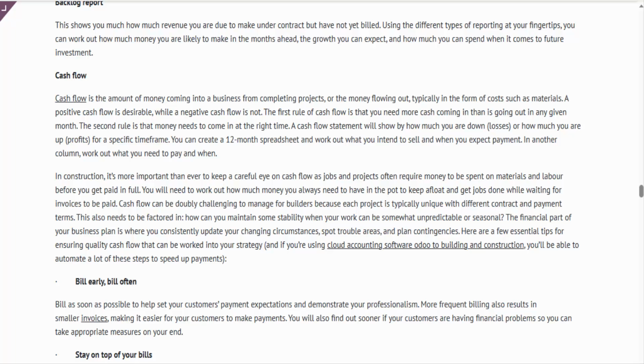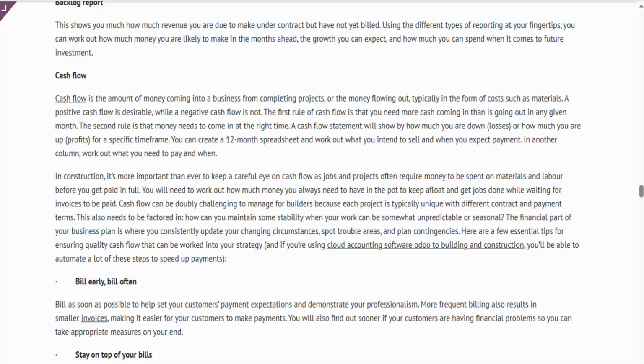In construction, it's more important than ever to keep a careful eye on cash flow as jobs and projects often require money to be spent on materials and labor before you get paid in full. You will need to work out how much money you always need to have in the pot to keep afloat and get jobs done while waiting for invoices to be paid. Cash flow can be doubly challenging to manage for builders because each project is typically unique with different contract and payment terms. This also needs to be factored in.